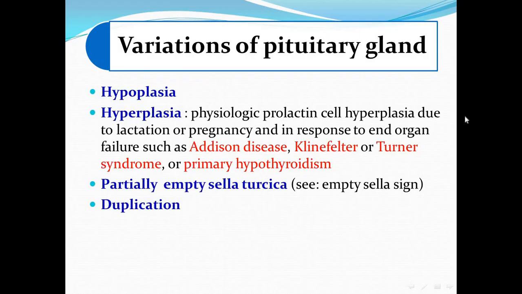So here we talk about the variations of the pituitary gland. There is hypoplasia, hyperplasia, empty sella turcica or partially empty sella turcica, and duplication of the pituitary gland. The hyperplasia could be a physiologic or pathologic change. Physiologic change happens during puberty, pregnancy, and lactation. It enlarges and there is hyperplasia of the pituitary gland cells to produce the required hormones for these physiological changes.